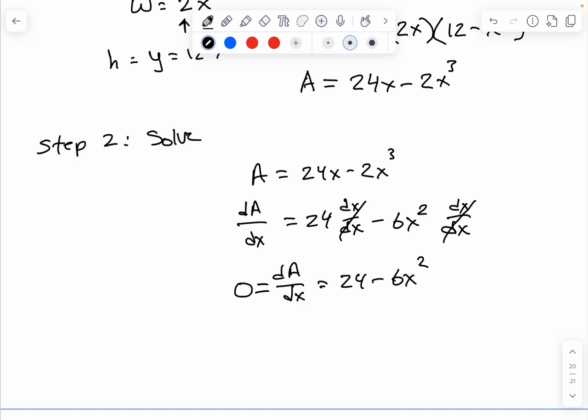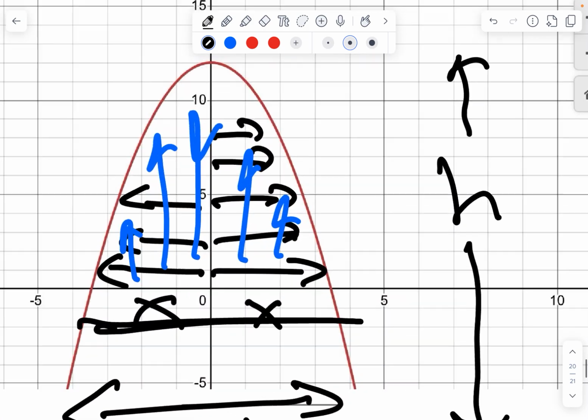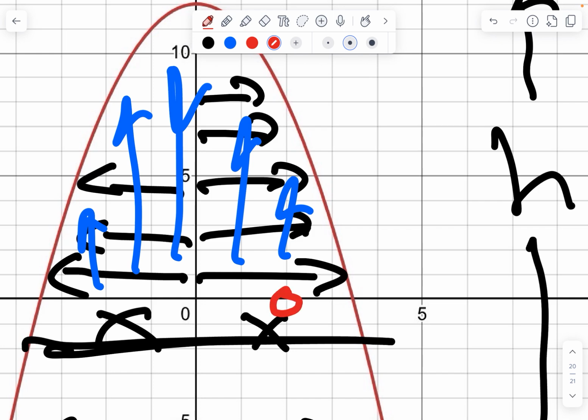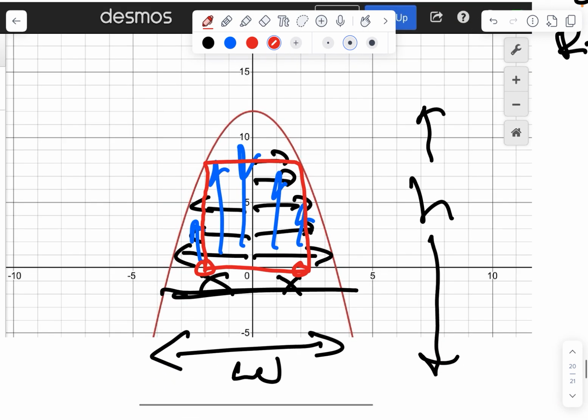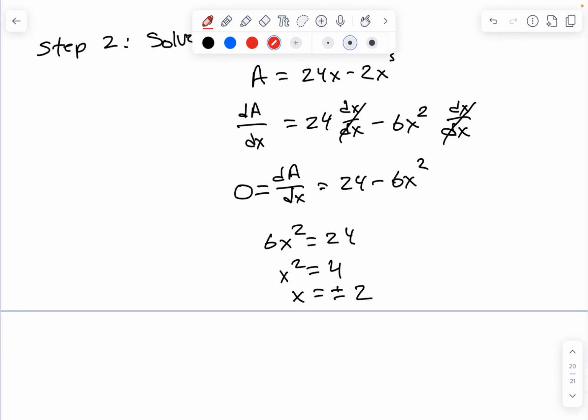So to solve for your critical points, we'll have 6x squared is equal to 24. x squared is equal to 4. x is equal to plus or minus 2. So our critical points on this graph are plus or minus 2. These are our critical points. That is the point at which we can make the biggest rectangle in this chart. But that is only for x. So we found our x.